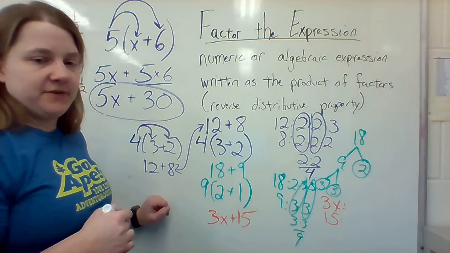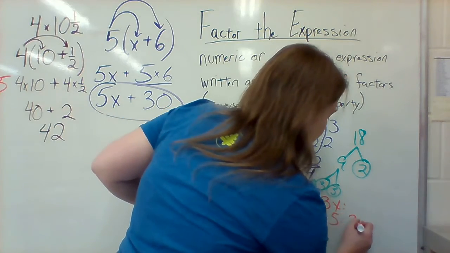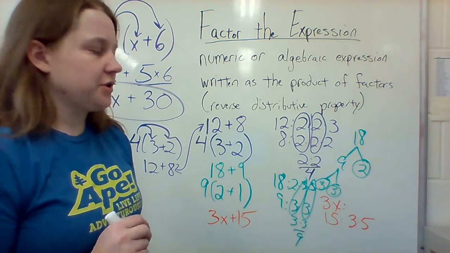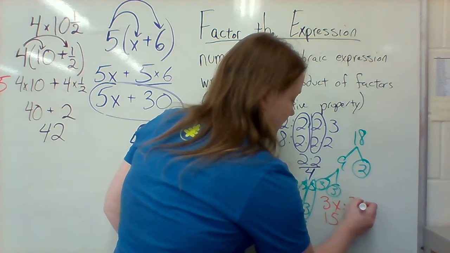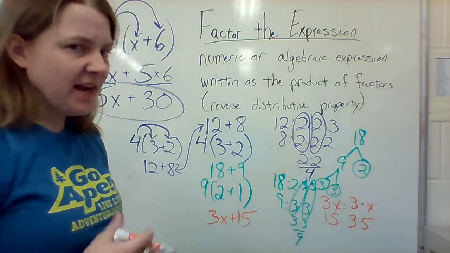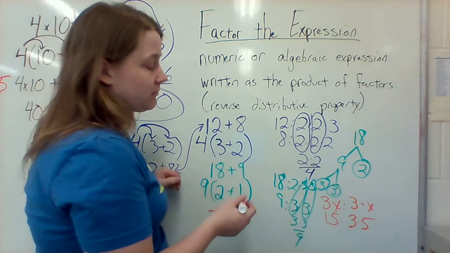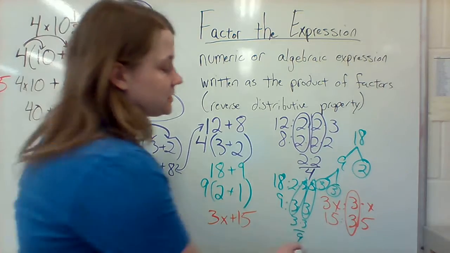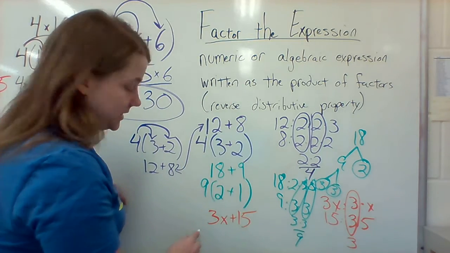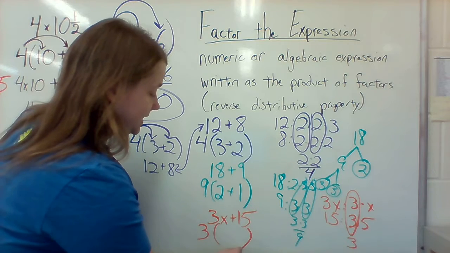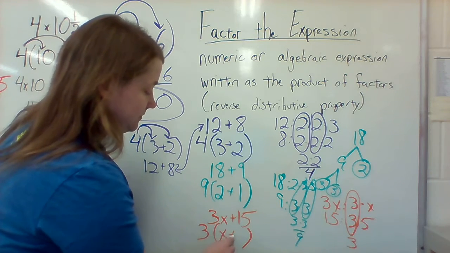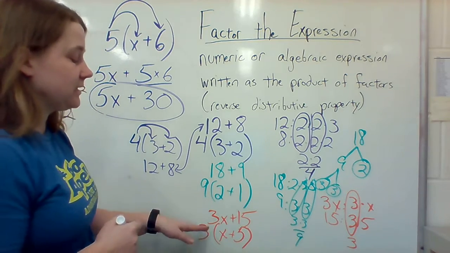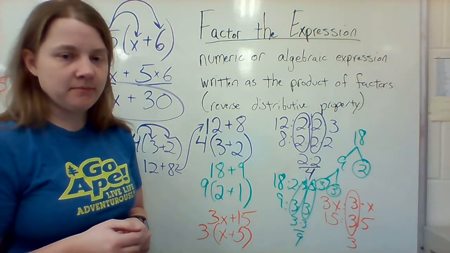So when I break down 15, I'm going to get 3 times 5. But when I break down 3x, I'm still going to get 2 numbers. I'm going to get 3 times x. And I don't know what x is. So the only numbers that 3x and 15 have in common is the 3. So I'm going to put this 3 down here. So I know that 3 goes on the outside. And on the inside, you're going to have x and 5. So 3x plus 15 is the same as 3 times x plus 5.